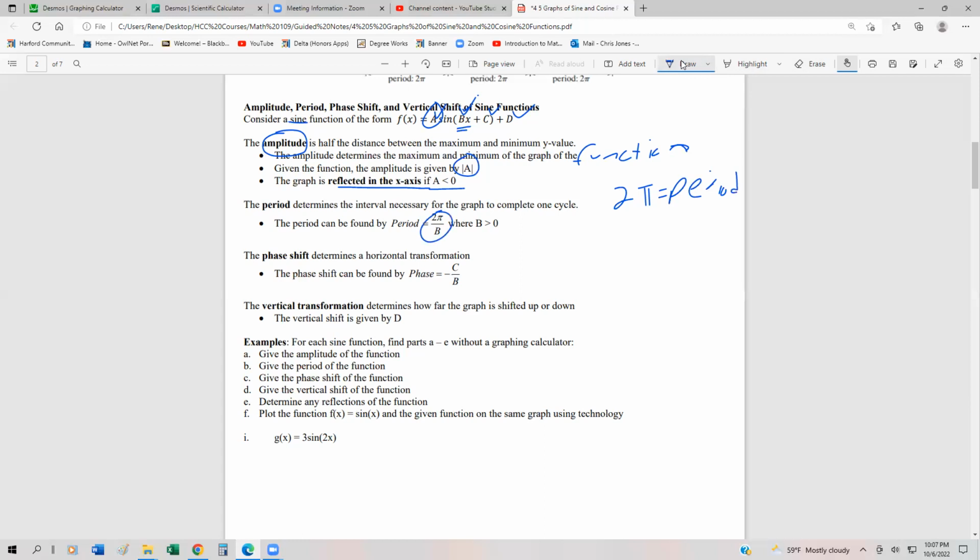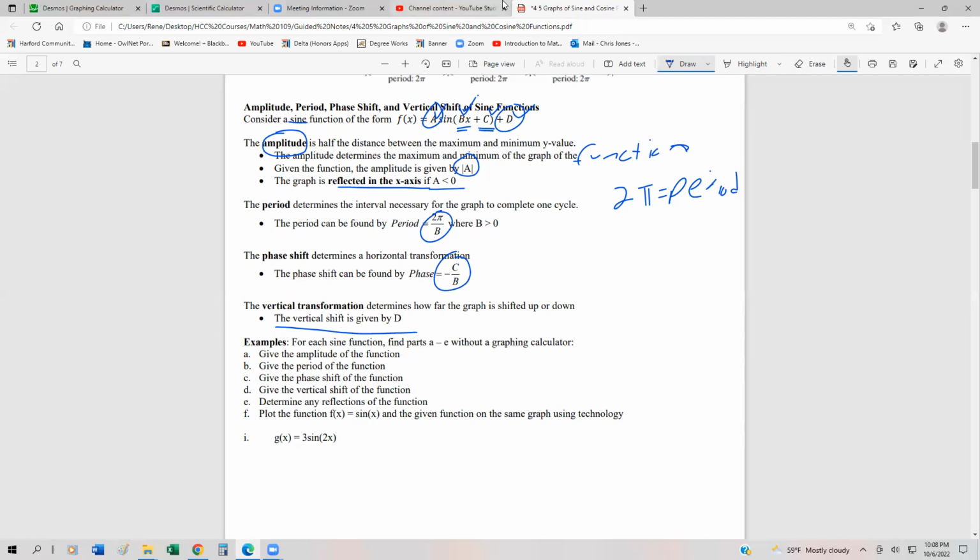The phase shift is going to tell you how far left or right. It's the same thing as a horizontal transformation. If we look at C and we look at B and we use this formula, negative C over B, that tells us the phase shift. Finally, if the graph is going to be shifted up and down, we're just going to be looking for the vertical shift, which is going to be this letter D.